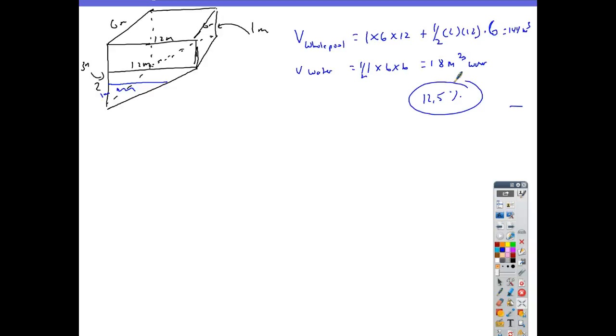Wait, why is it 1 times 6 times 12? Because the water is only 1 meter deep. Oh wait, what are you talking about? This one? Yeah. That's a slab on the top. Remember, it doesn't slant all the way to the edge of the pool, right? There's a 1 meter drop off at the very beginning.